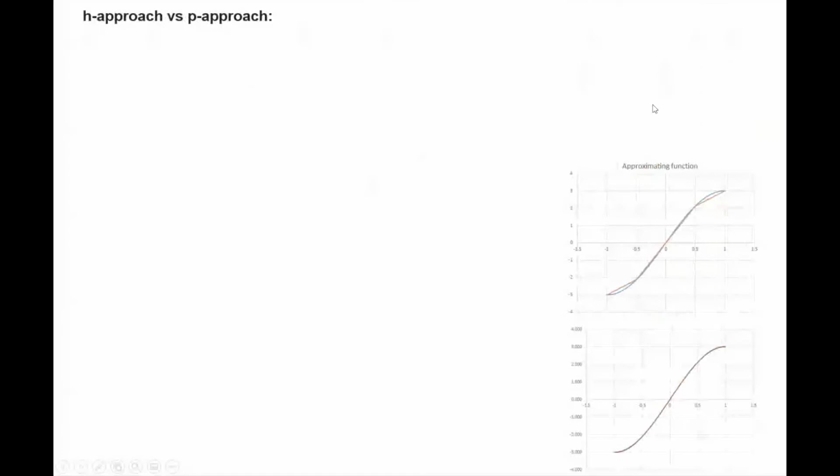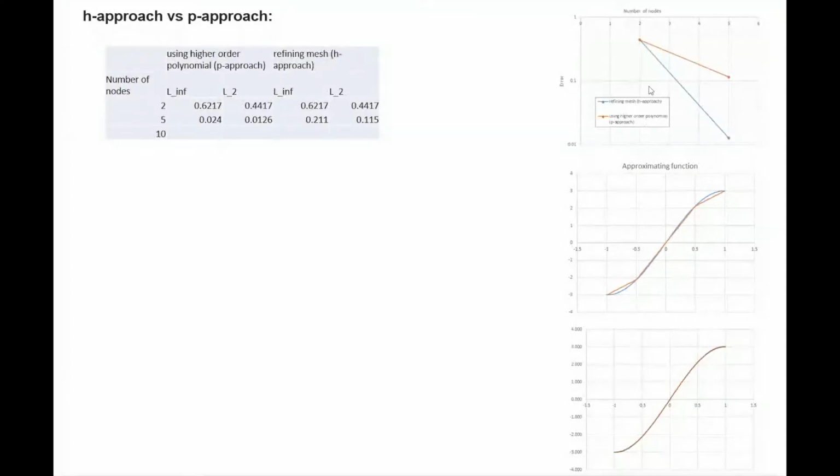Now let's compare these two approaches with each other. In the H approach, we use the same element, the linear element, but we increase the number of elements. In the P approach, we use 1 element, but increase the degree of the element, increase the power of the polynomial used in the approximation. By comparing the accuracy of these two approaches, it is obvious that the P approach, or using higher order polynomials, is going to give us a much more accurate answer. But higher accuracy is not free.